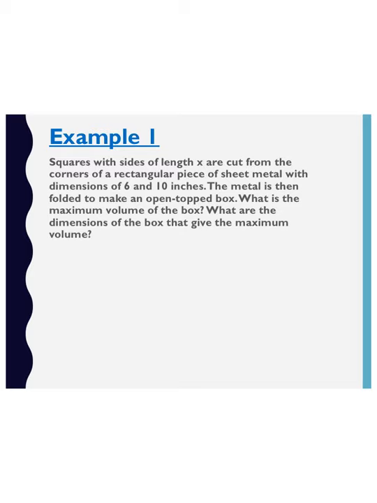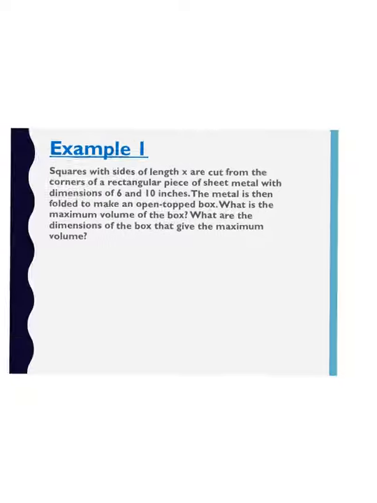I am going to take this and make it much smaller so I have lots of room to work. So here we go. I know you can't read it, but the notes are online. Here's my first example. Squares with side length x are cut from the corners of a rectangular piece of sheet metal with the dimensions of 6 and 10 inches. The metal is then folded to make an open-topped box. That's important. What is the maximum volume of the box?